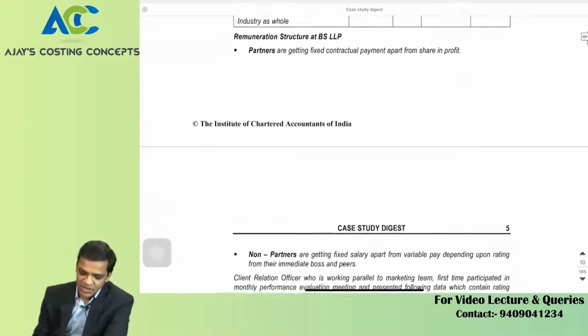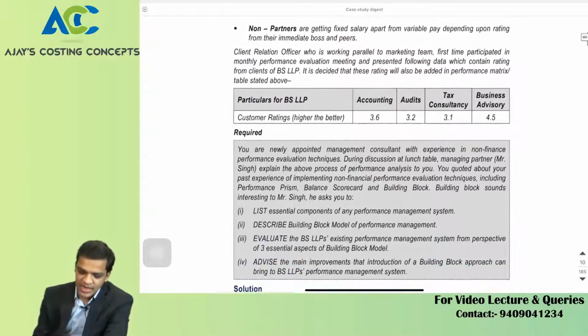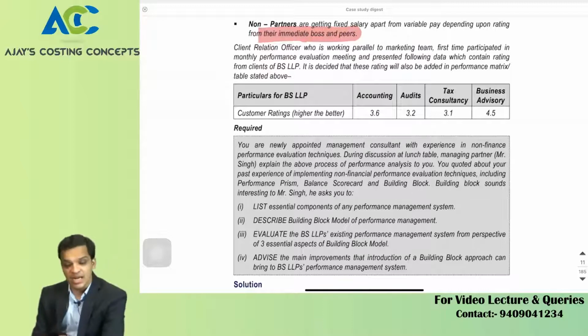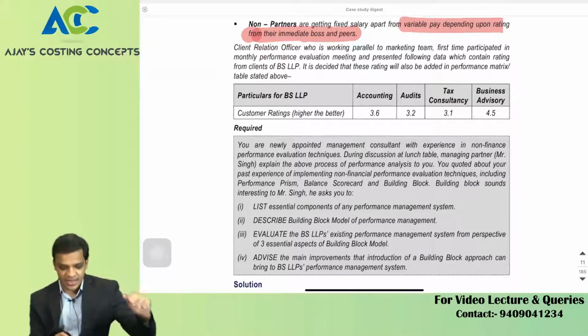Partners are getting a fixed contractual payment apart from sharing profit. Non-partners are getting a fixed salary apart from variable pay depending upon rating from their immediate boss or peers. Important. So the non-partners are getting a fixed salary, and their variable pay depends upon the rating from their boss and the peers, right?